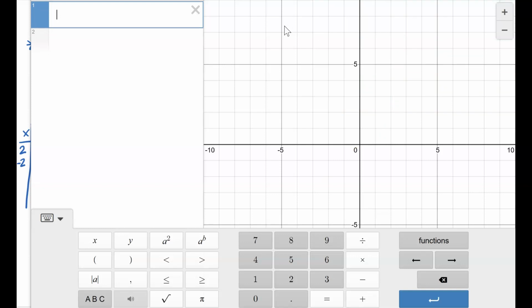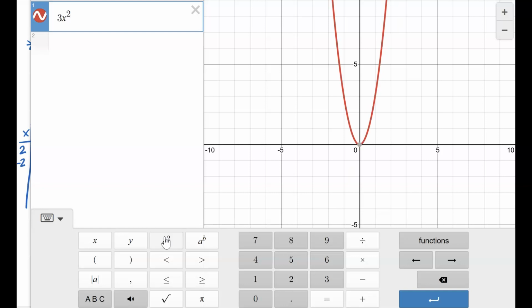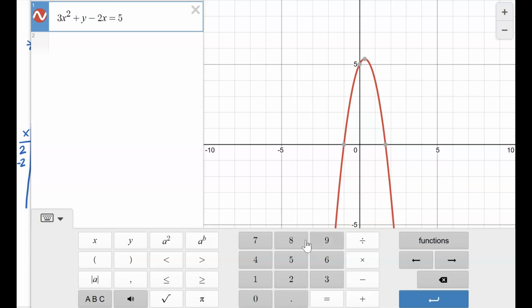The cool thing about Desmos is that you can plug it in. This is not like a handheld graphing calculator, where you have to solve for y. You can plug this in exactly how it's written with the x and the y. You don't have to do any work. Plug it in exactly how it looks on your page, and then you've got the picture.